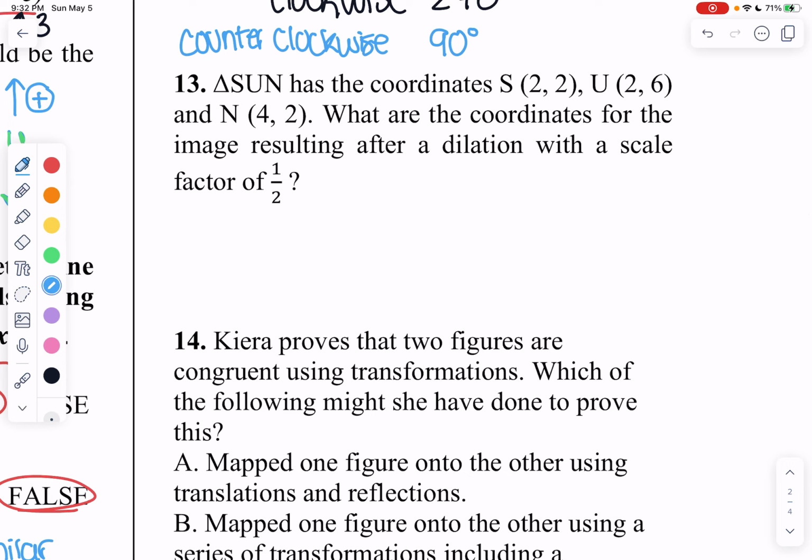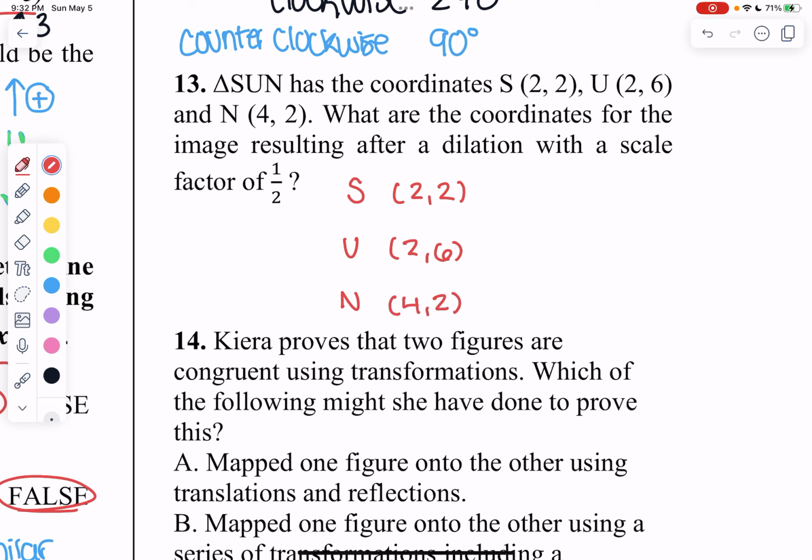All right, so I have triangle SUN with these coordinates. What are the coordinates for the image resulting after a dilation with a scale factor of 1/2? So one more reminder that the factor is what I'm multiplying my points by. So I have these points S, U, and N. S is 2, 2. It is too late for me to be recording this right now. U is 2, 6, and N is 4, 2.